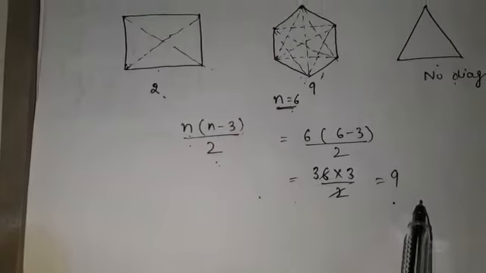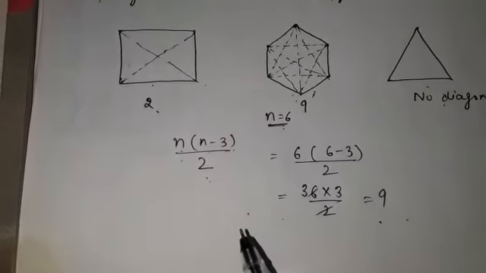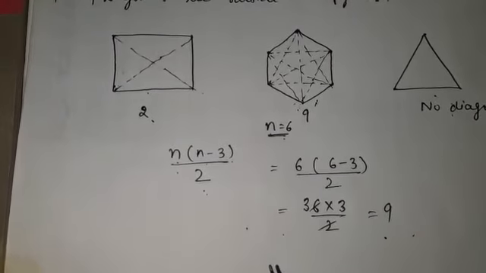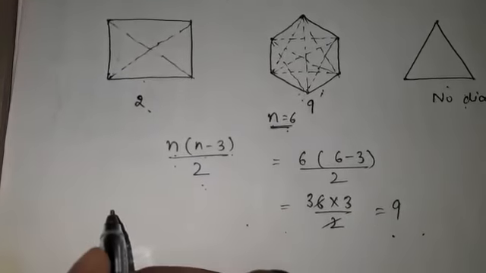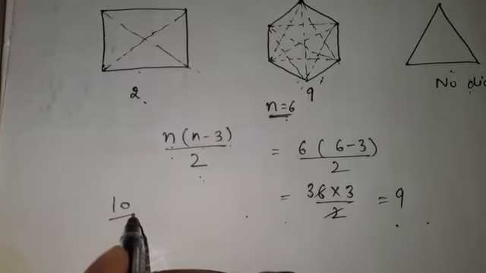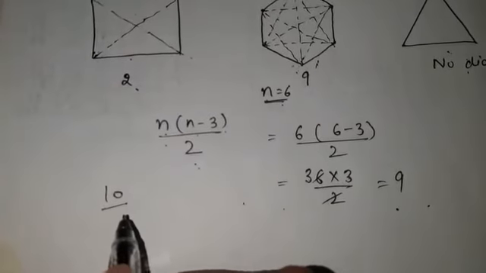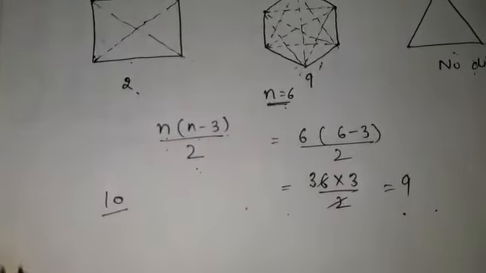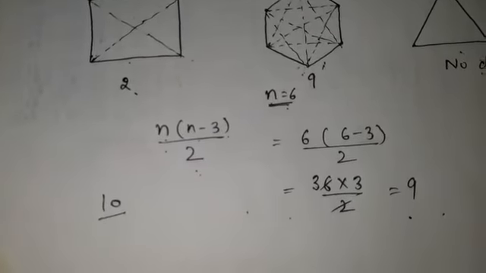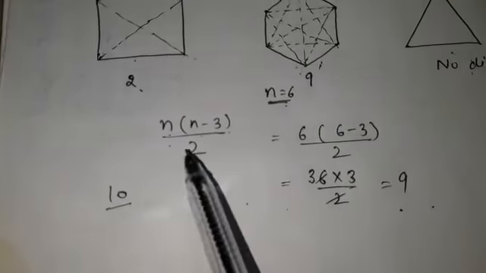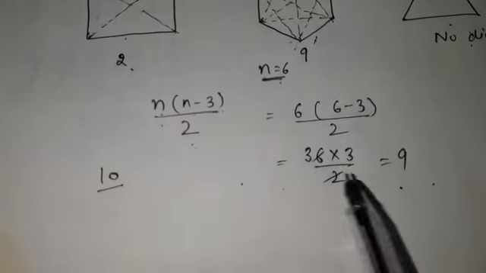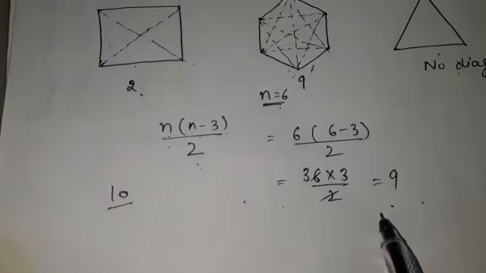Okay, suppose you are asked to find the number of diagonals of a polygon in which there are 10 sides. So you don't have to draw the polygon and then draw the diagonals. Just apply this simple formula and find the number of diagonals in any figure.